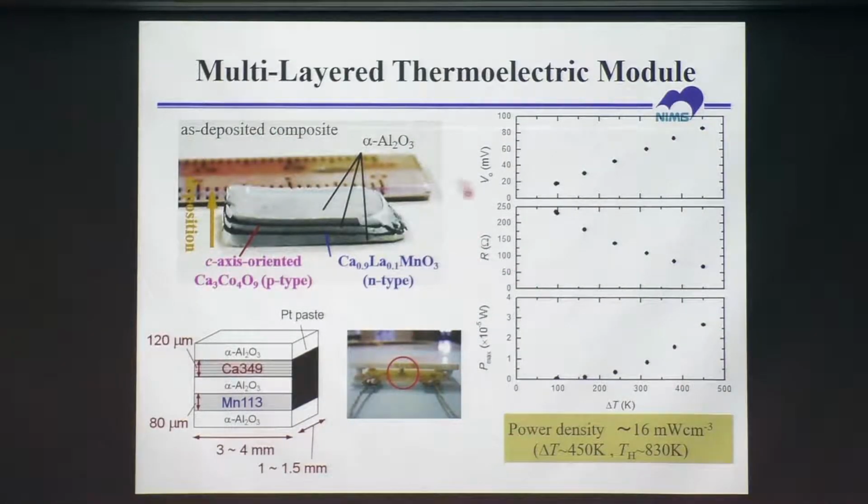This is an example of the thermoelectric module, which shows a laminated structure. In this case, this layer is aligned by the magnetic field. So by making that kind of oriented structure or laminated structure, we could show the improvement of the thermoelectric property.